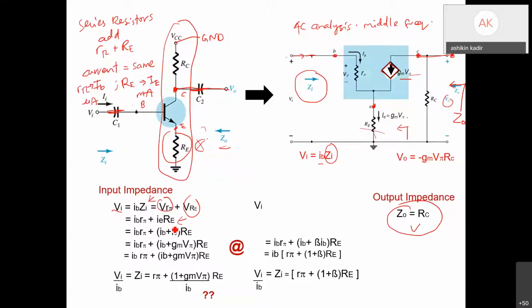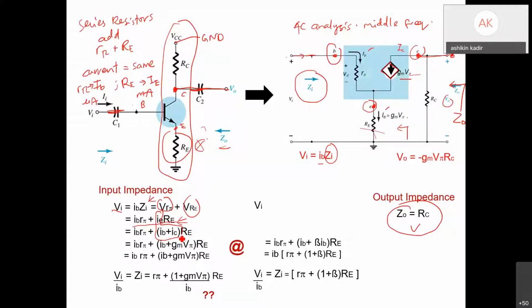Before I go further, during AC analysis, you can see the labels use smaller letters. Your base uses a small letter, C small letter, E small letter, and the currents also use small letters: IB, IE, IC. So here you get the equation. You expand V r pi equals IB r pi, right, and then plus IE RE. Here you expand IE equals IB plus IC.